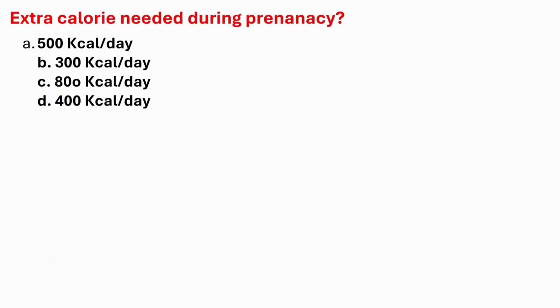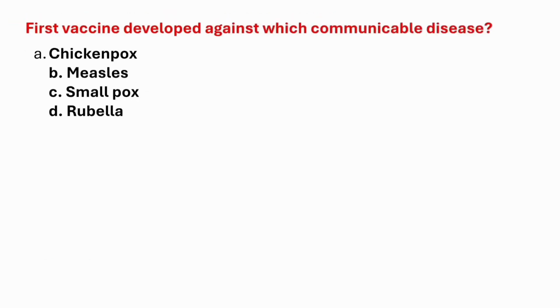Neutropenia. Extra calories needed during pregnancy. A. 500 kilocalories per day. B. 300 kilocalories per day. C. 800 kilocalories per day. D. 400 kilocalories per day. The correct answer is B. 300 kilocalories per day. The first vaccine was developed against which communicable disease? A. Chickenpox. B. Measles. C. Smallpox. D. Rubella. The correct answer is C.